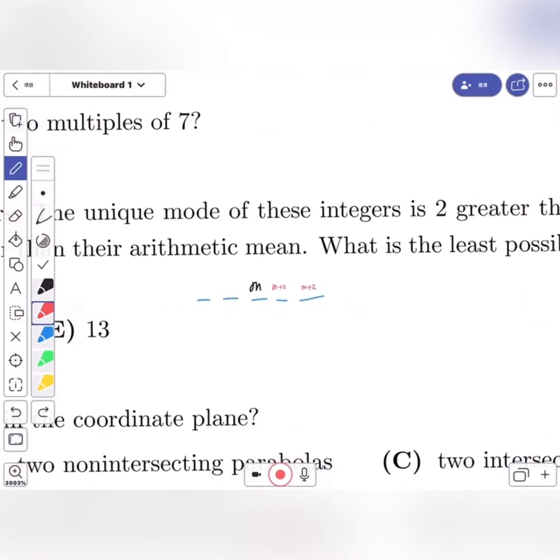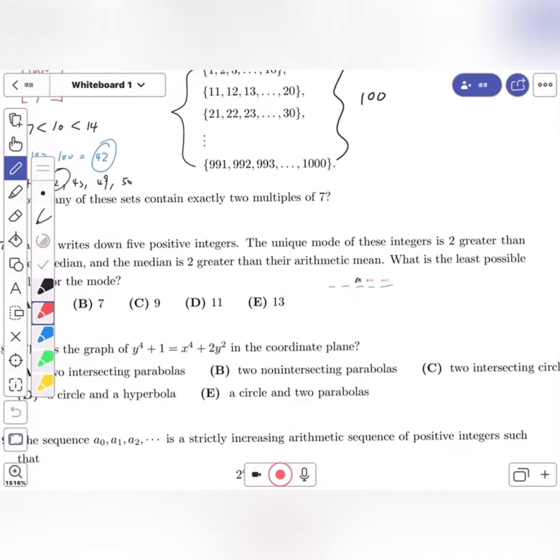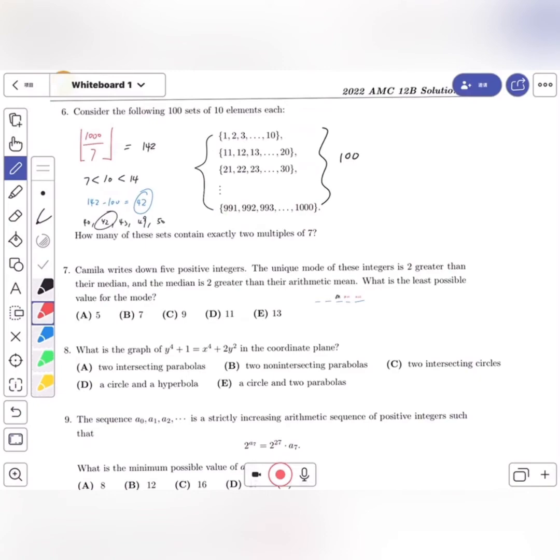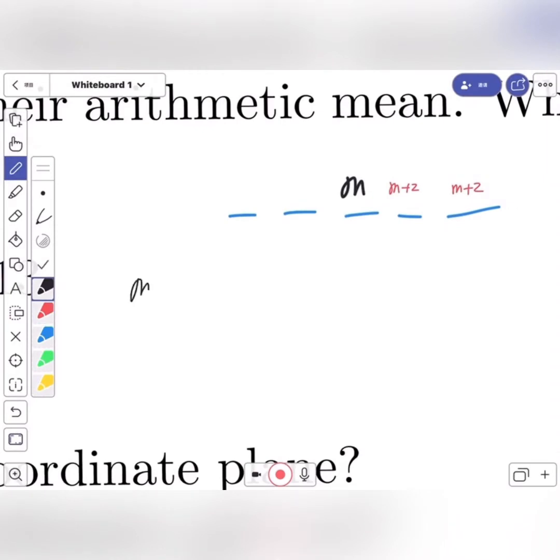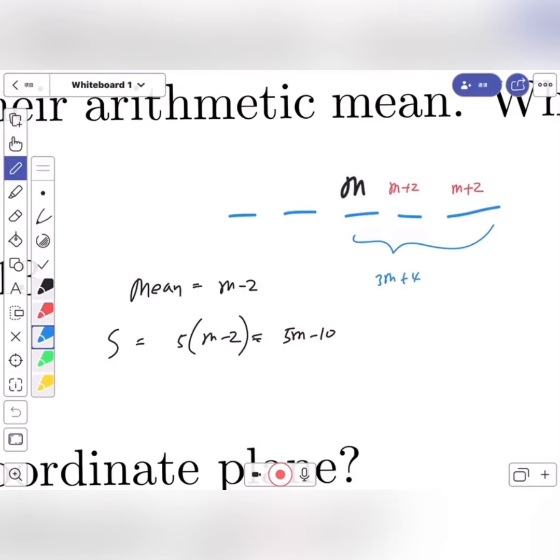Now let's read the problem again. The problem also tells us that the median is 2 greater than their arithmetic mean, so we know that the mean is equal to m minus 2. And because it's the mean, the sum is equal to 5 times (m minus 2), which is equal to 5m minus 10. So, okay, now we sum up these numbers. The sum of these three is just equal to 3m plus 4.